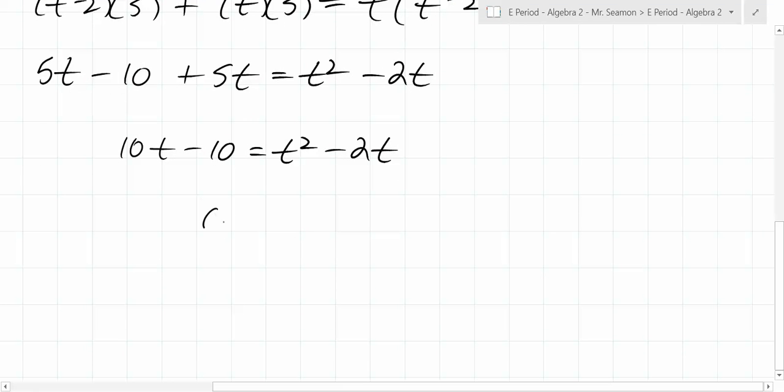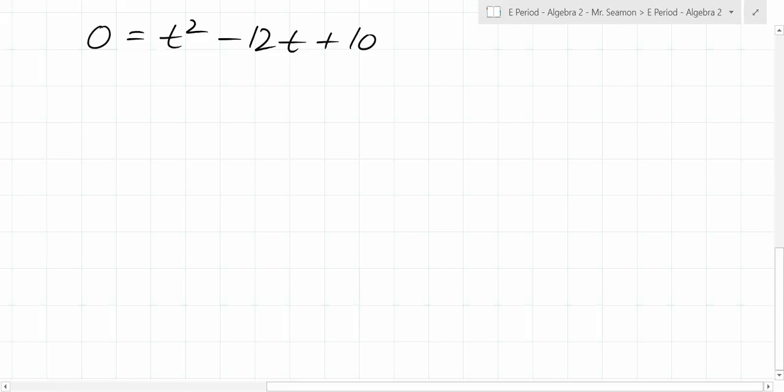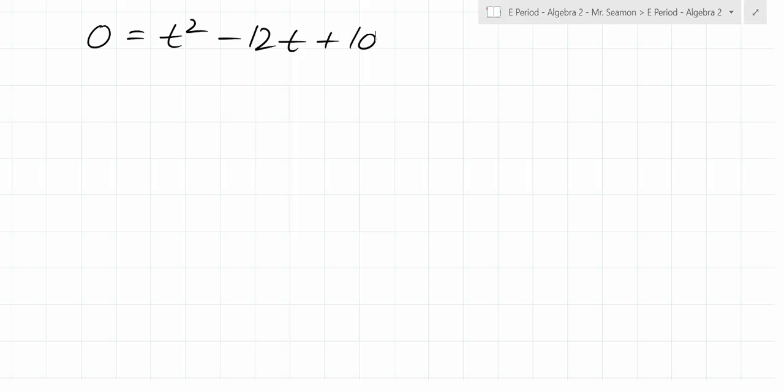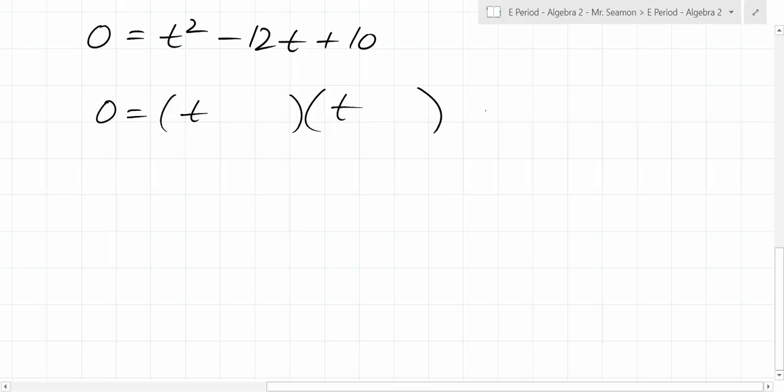So 0 equals t squared. How many t's are going to be on the left, on the right hand side? Minus 12t plus 10. So you ask yourself, is this in standard form? What do you always ask yourself first? Is it factorable? 0 equals t times t. What do we think? It's going to be 2 negatives? We try minus 5 and minus 2.